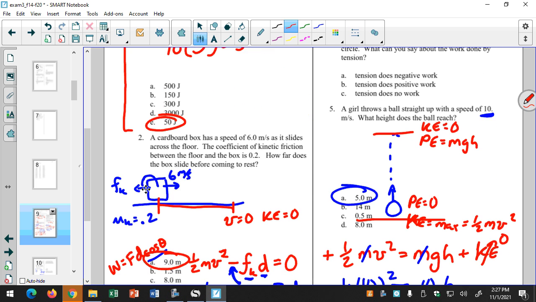Now, if you have a problem with a velocity, it's going to key me off that it's the work-energy theorem. In fact, is that always true? If you have a velocity, it's either a conservation of energy problem or a work-energy problem.